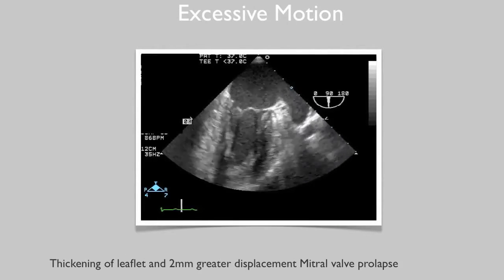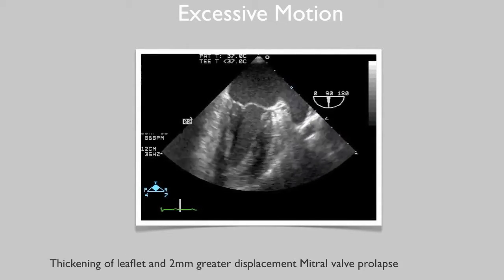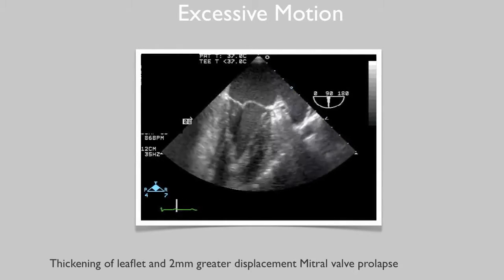Here we see another example of excessive leaflet motion or type 2 lesion. This demonstrates a typical appearance of anterior leaflet prolapse. Prolapse is defined as displacement of a portion of a leaflet greater than 2 mm above the plane of coaptation.